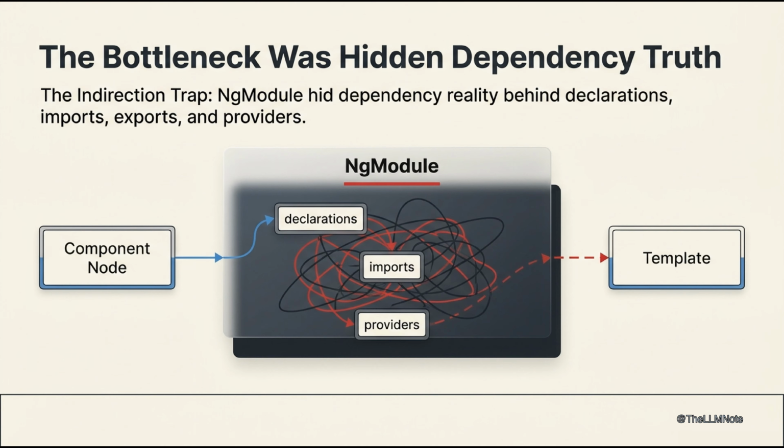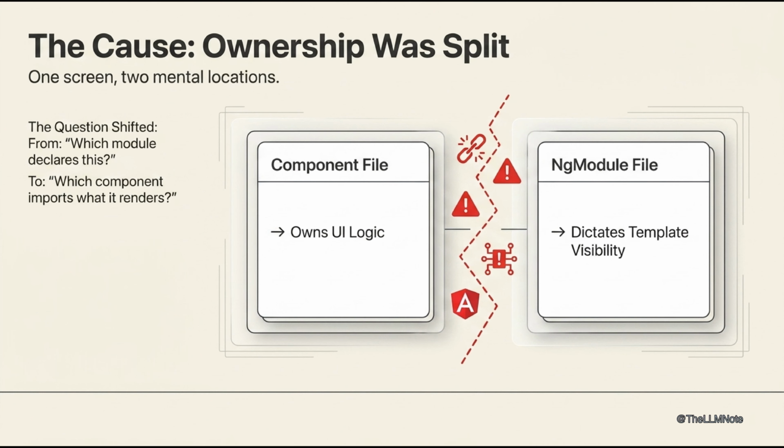Ownership was split. The cause is that ownership was split between components and modules. Classic Angular split one screen across two mental locations. The component file contained UI logic, while the module decided template visibility. A template could fail because a component or a pipe was registered elsewhere. Notably, a feature directive might be declared far from the broken view. The core question shifted from which module declares this to which component imports what it renders. This raises a critical question.